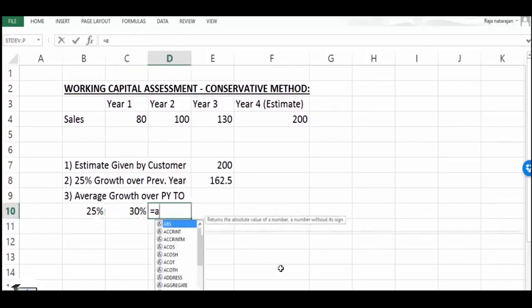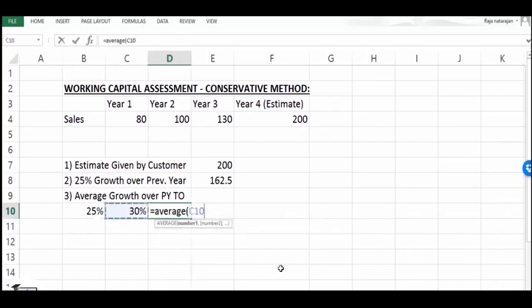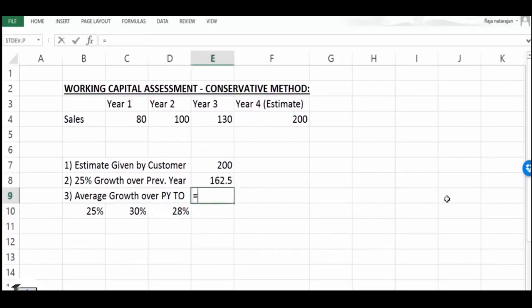So average is very simple. We'll say average of these two, and it's going to be 27.5, right? So if I apply this percentage over the previous year turnover, that is on 130, then I'll have some growth. So let's see, it's going to be this 130 plus 130 multiplied by this growth rate. So we get 165.75.